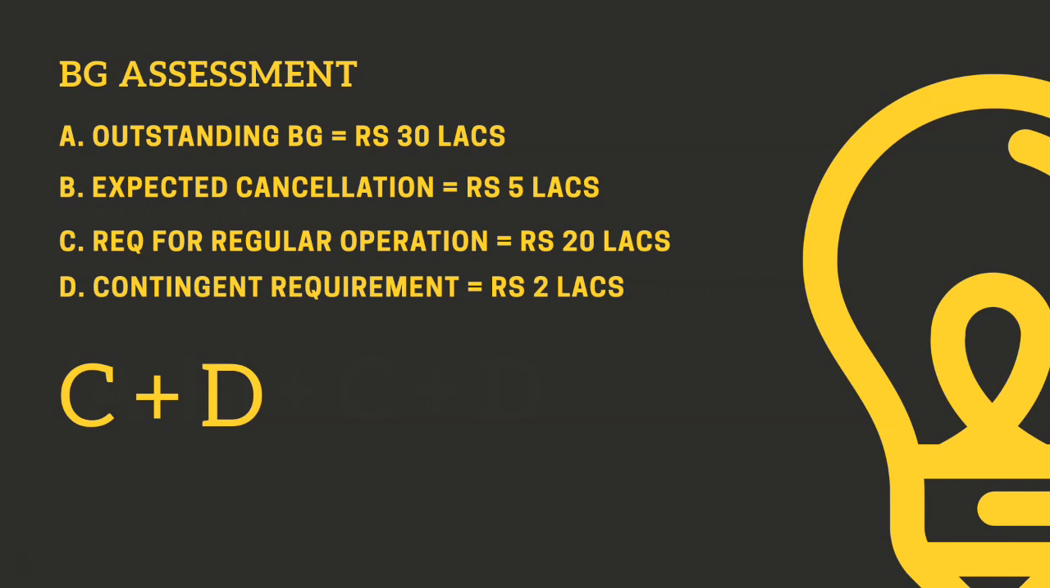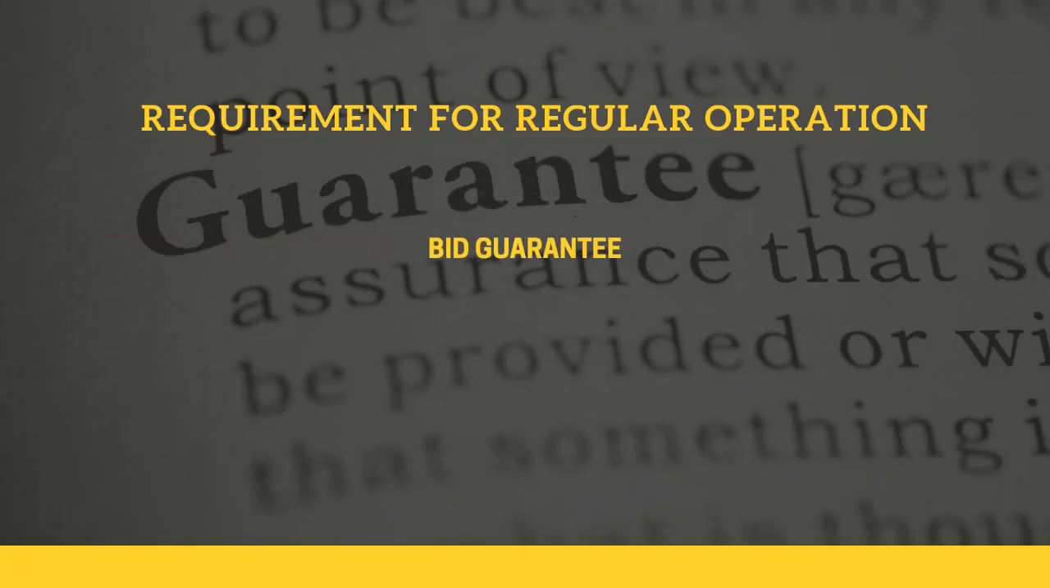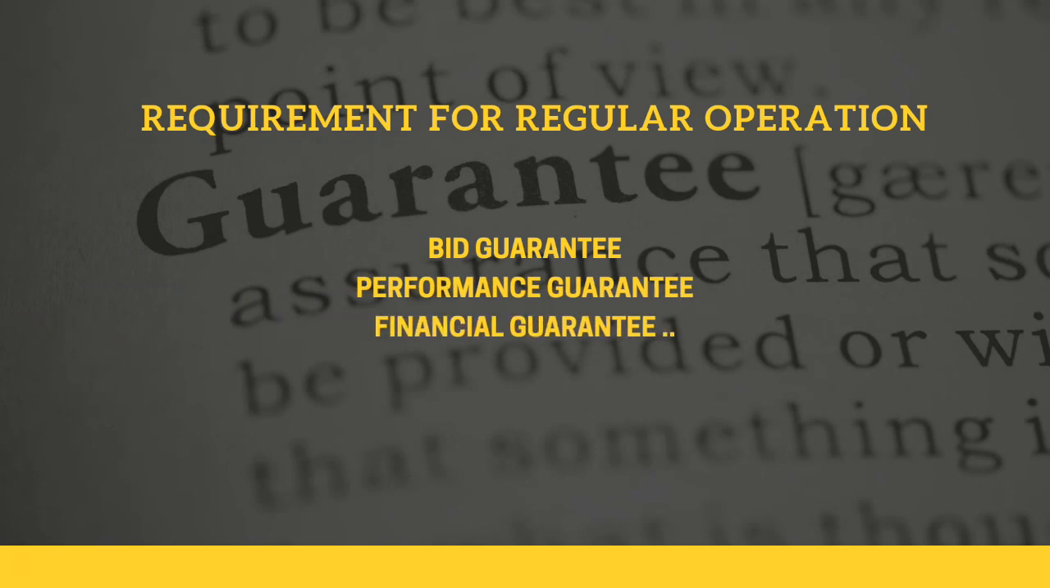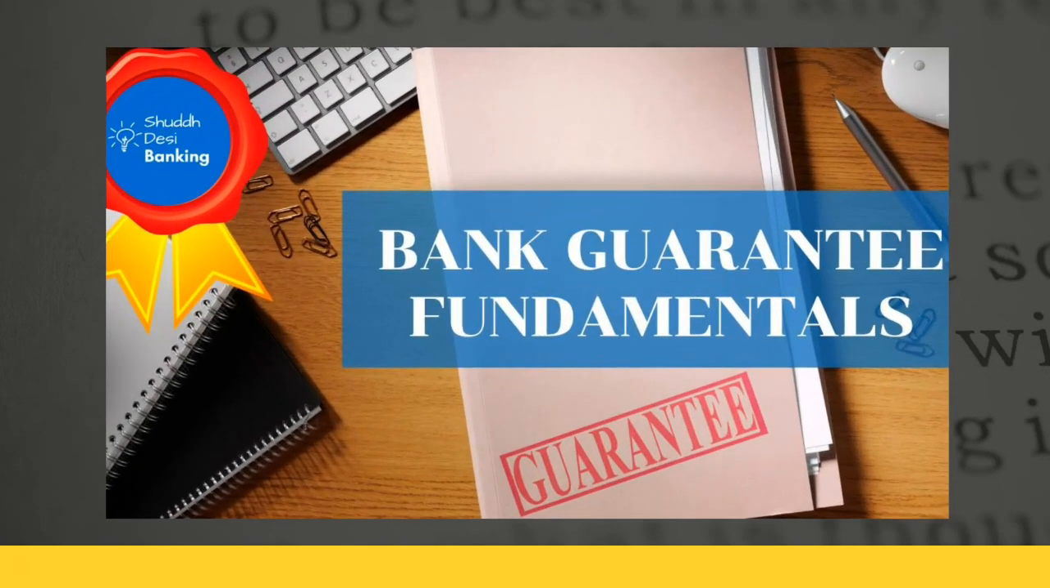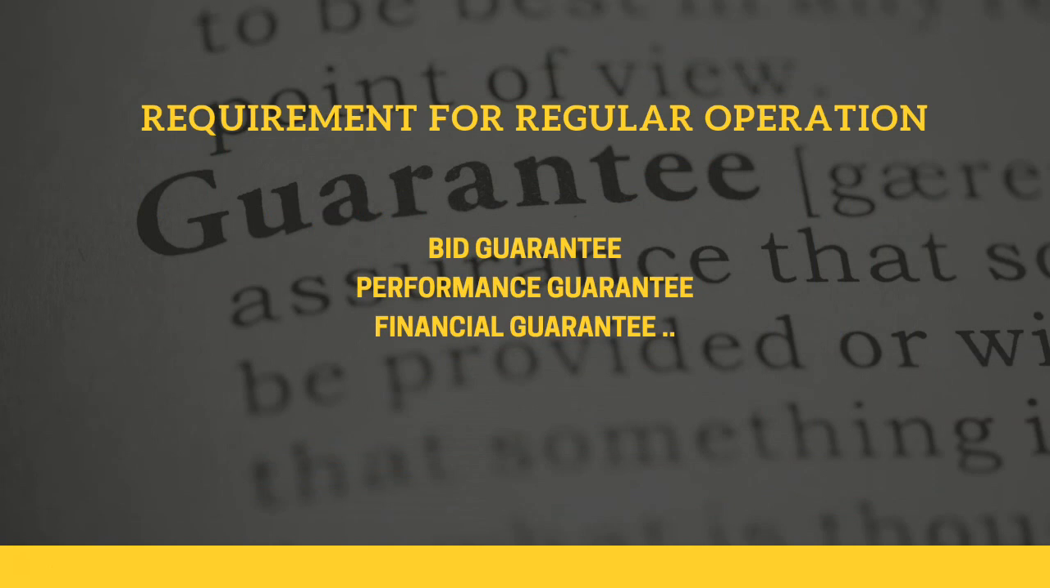This concept is easier said than done, as the real trick lies in how you determine what is the requirement from regular operations. There are a variety of BGs like bid guarantee, performance guarantee, and financial guarantee that the company might require, and we have already talked about them in our earlier tutorials. In case you have missed out our tutorial on bank guarantee fundamentals, we request you to take a look once you finish this. The link is available in the description.